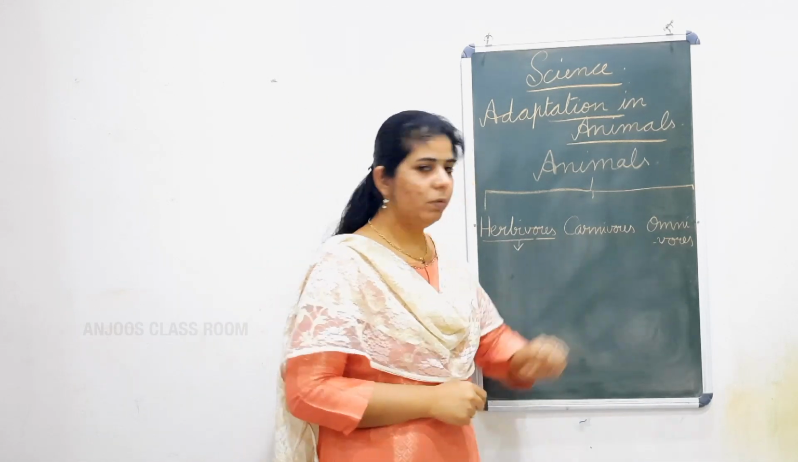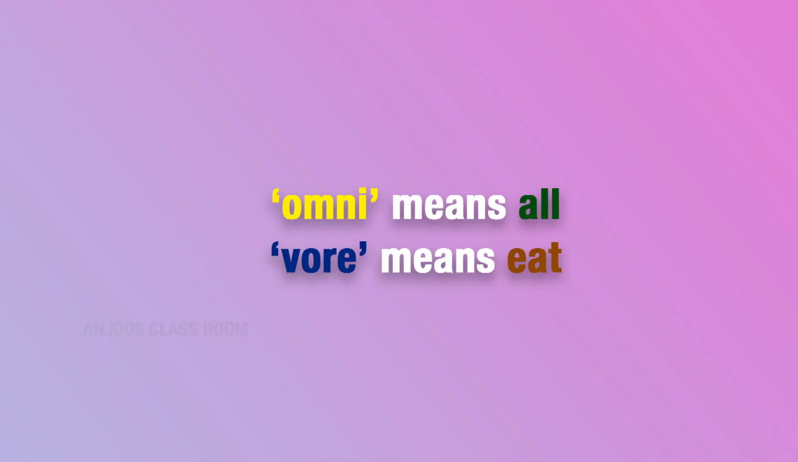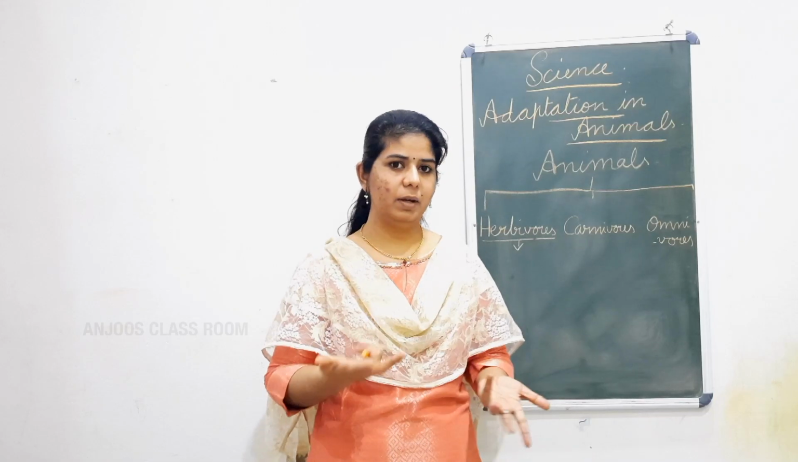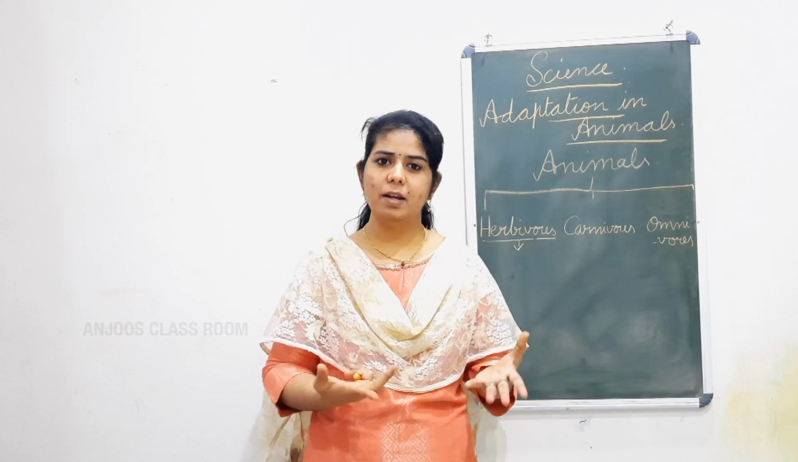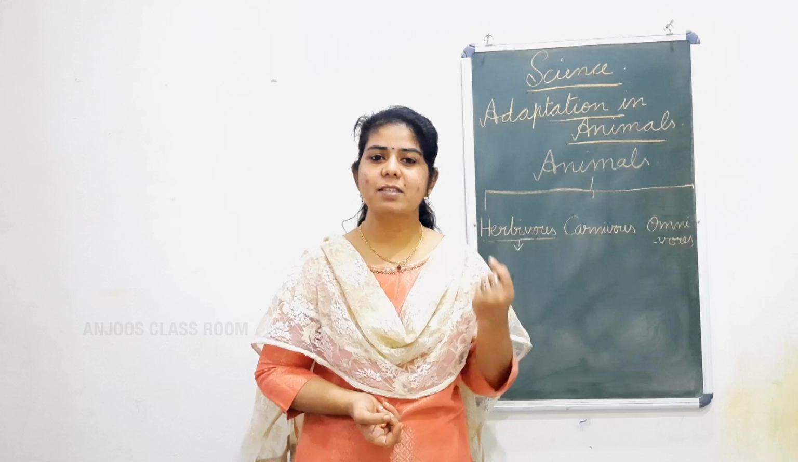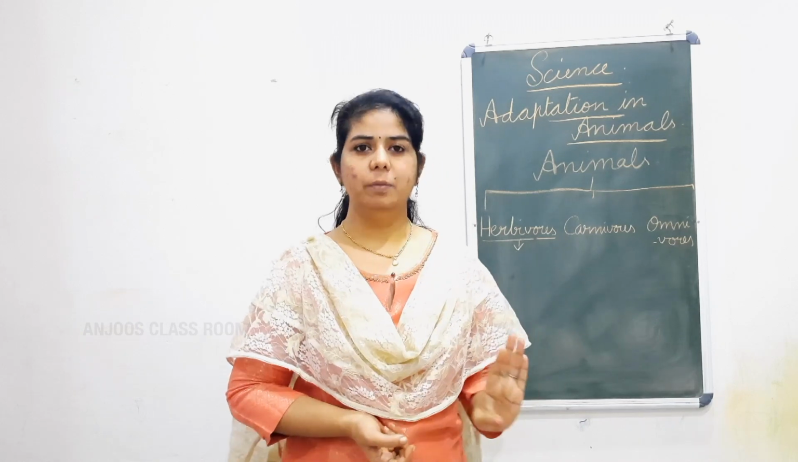Then comes the omnivorous animals. Omni means both. That is, both plants and animals they will eat. So we come under the omnivorous. We eat both plants and animals. Among us also there are some vegetarians, but most of us human beings are omnivores.